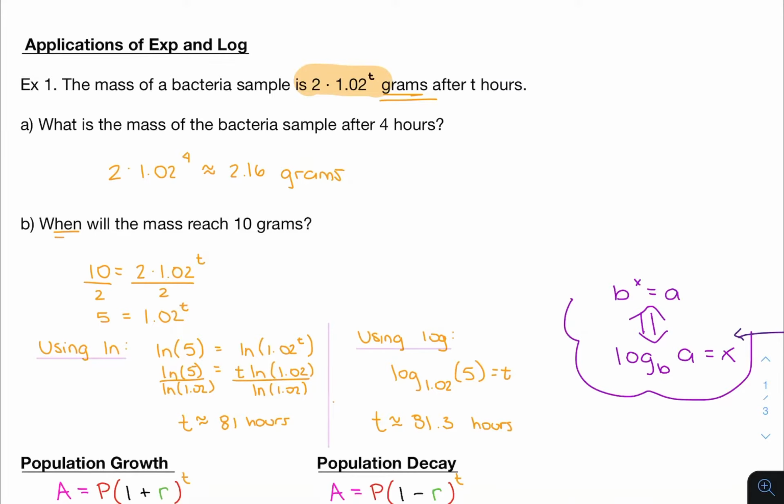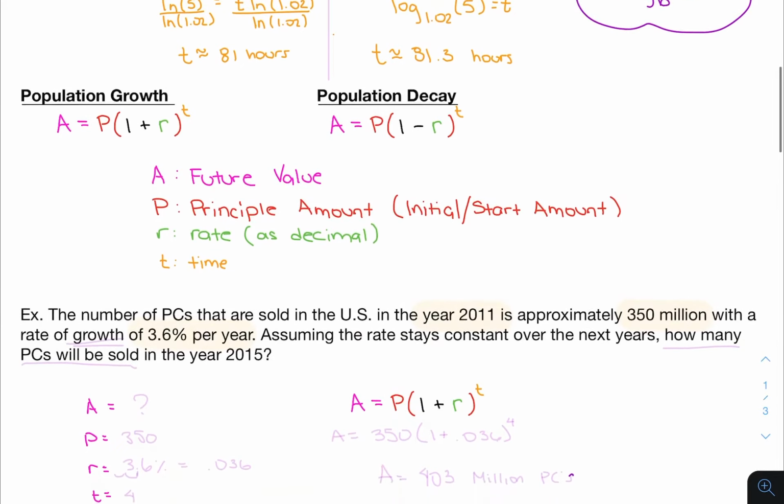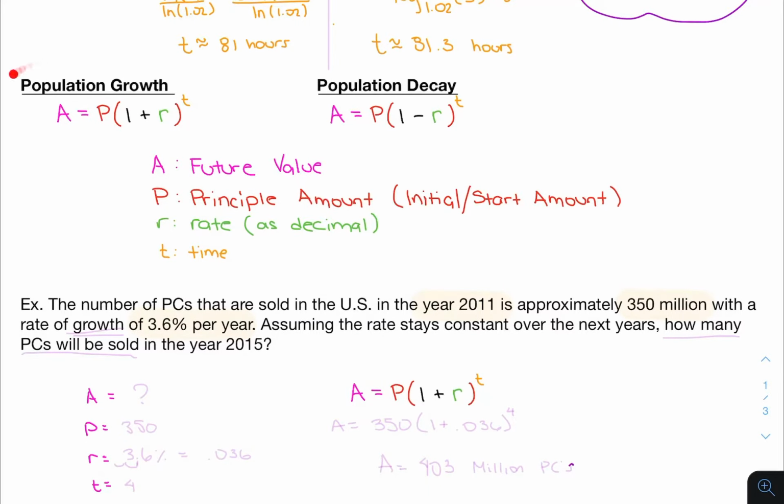But exponential equations can also model population growth and population decay. This doesn't necessarily have to be about people. It can also model items like computers, electronics, or even populations like ants and other creatures and animals. So let's take a look at a few examples.